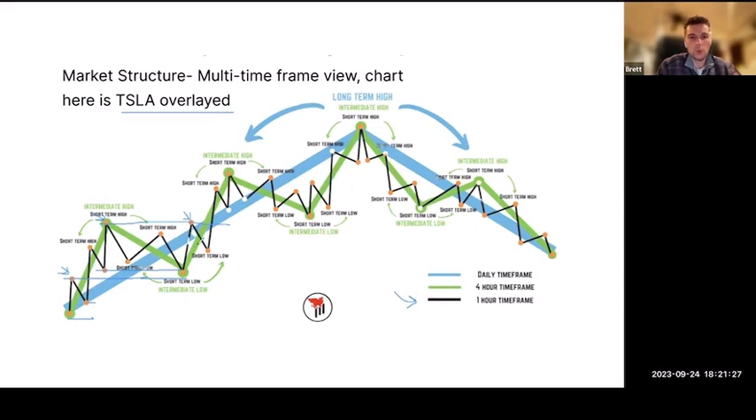So what does that mean? We're going to look for call entries above this recent swing high, right, for a continuation higher. Maybe you can look for a break and retest here for continuation higher. The reason why I'm showing you this chart is so you can understand that we're using that daily time frame for trend analysis.